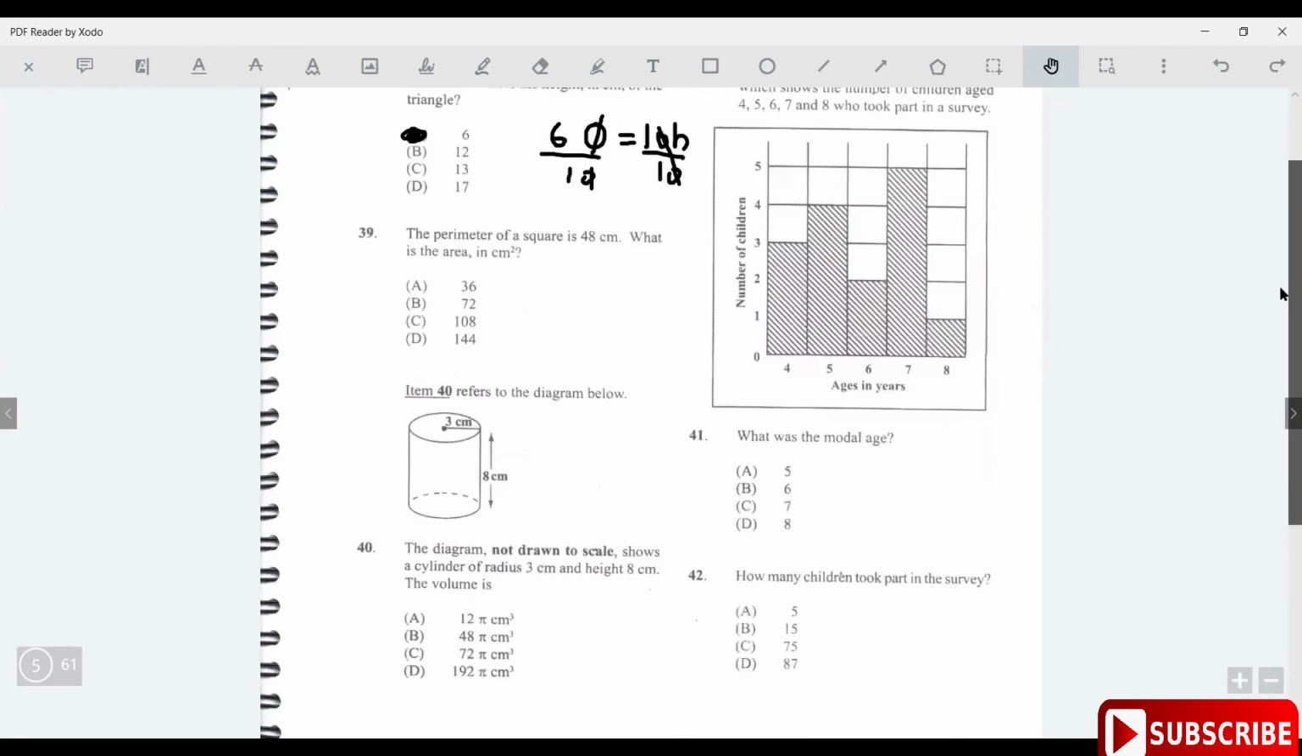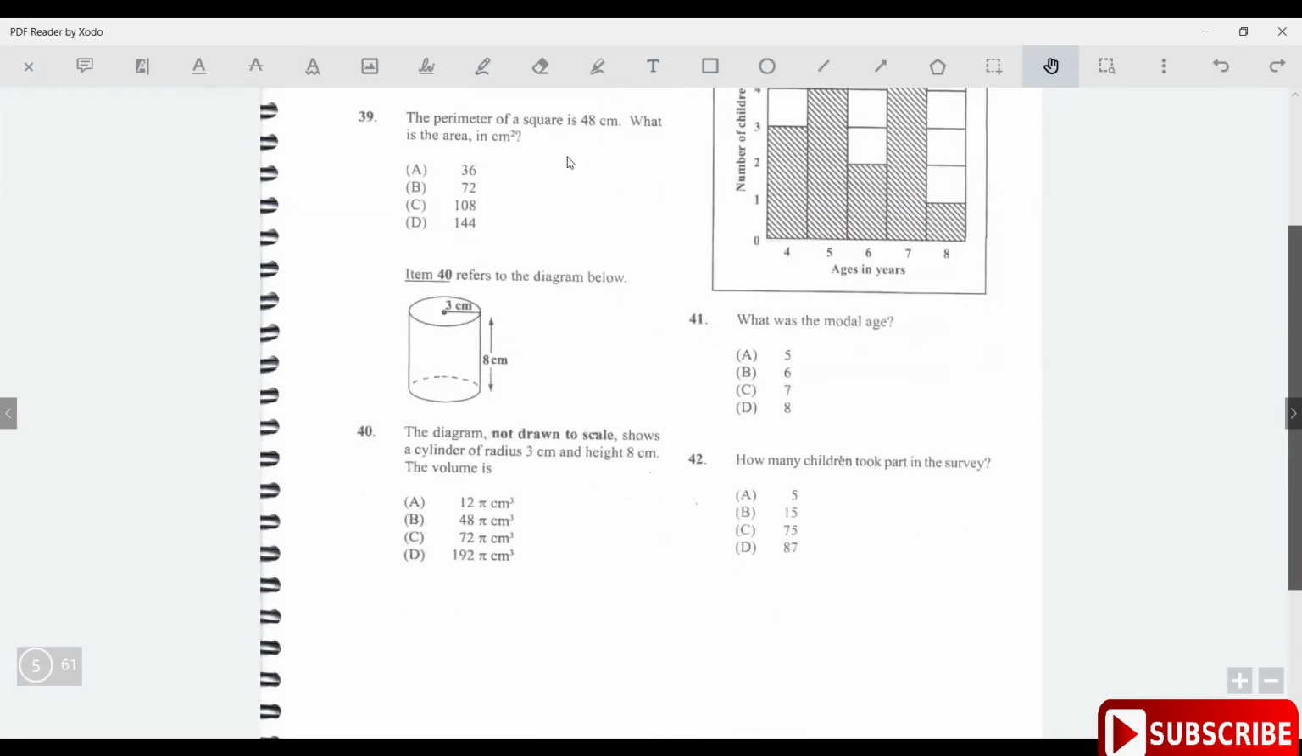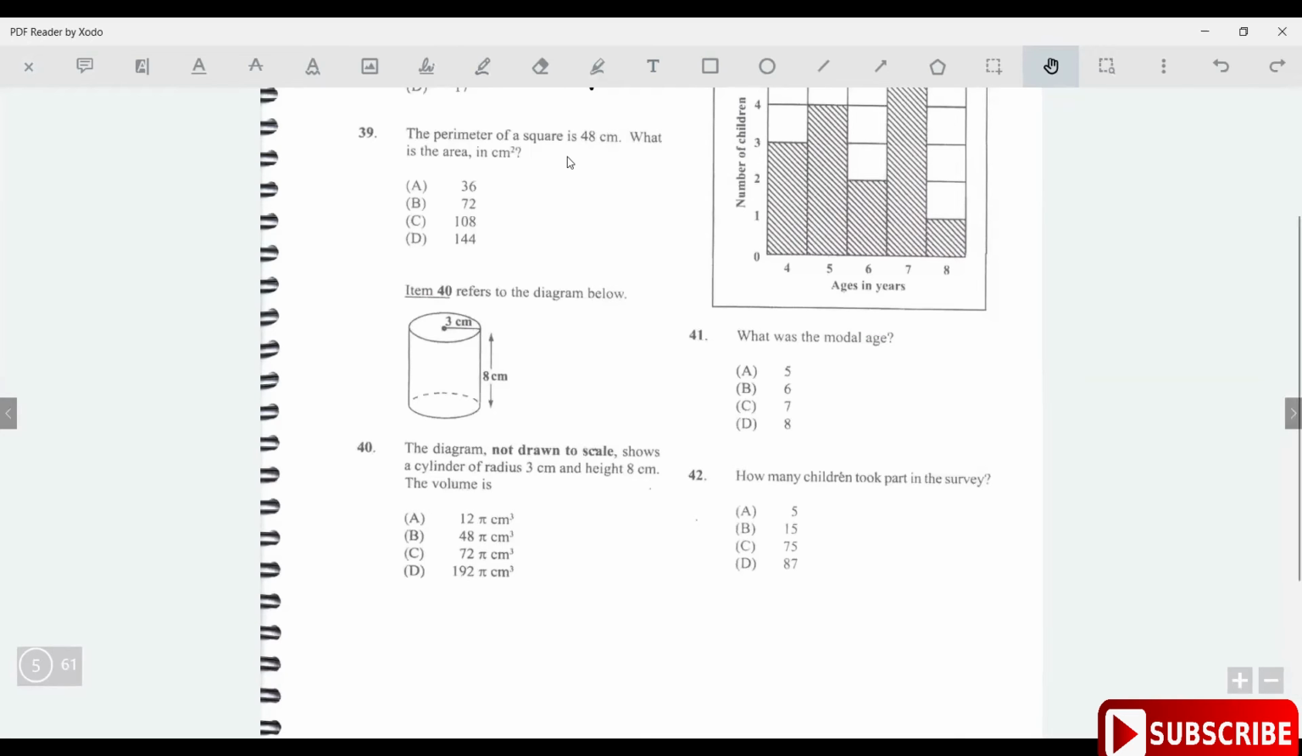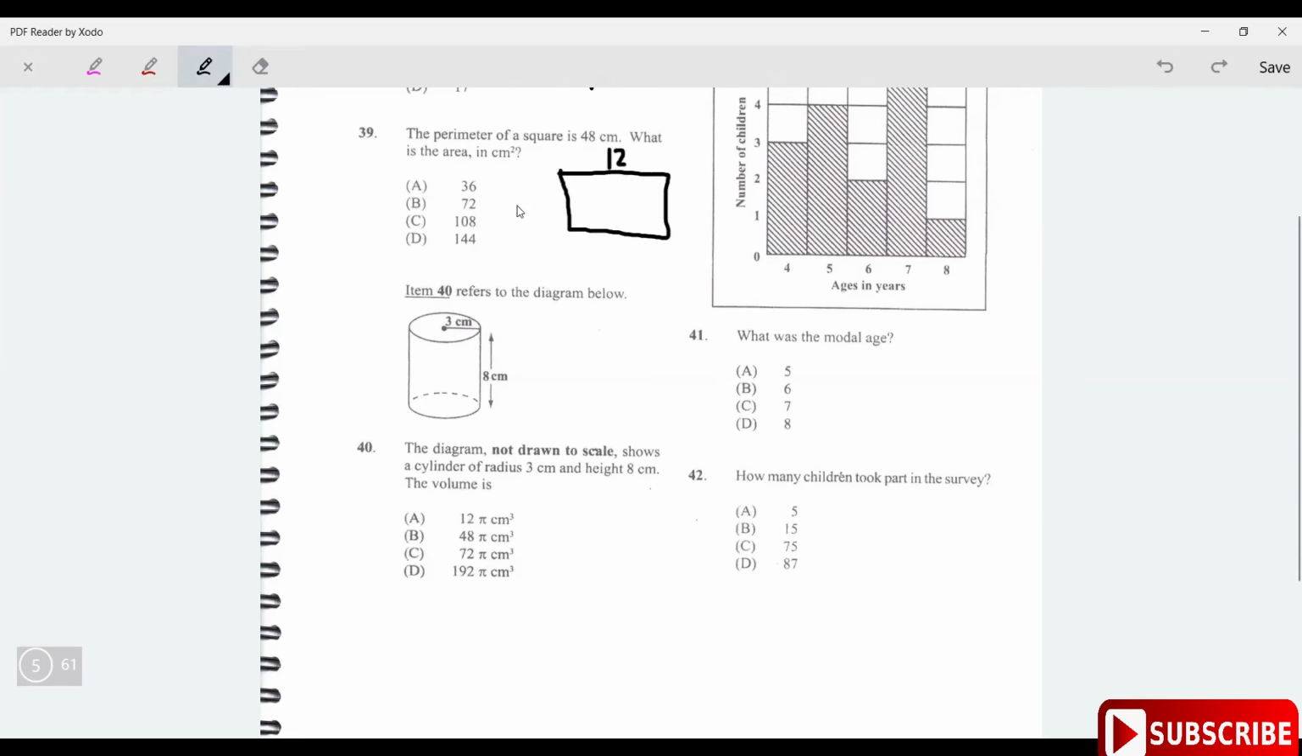Question 39. Question 39 says the perimeter of a square is 48 centimeters. What is the area? If the perimeter is 48, what is the area? First thing, it's always good to draw a square. So if the perimeter is 48 and it's a square, then that means all 4 sides are 12. This is 12, 12, 12, and 12. That's the only way when you add up the distance, you get 48. So the area is length squared, and so 12 squared will give you the area, and 12 squared is 144.